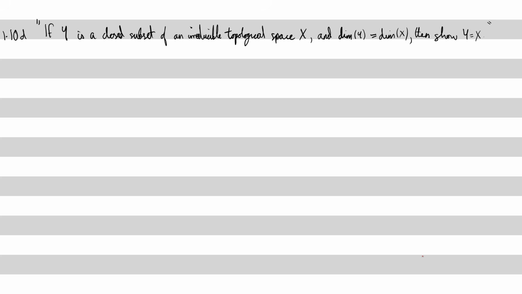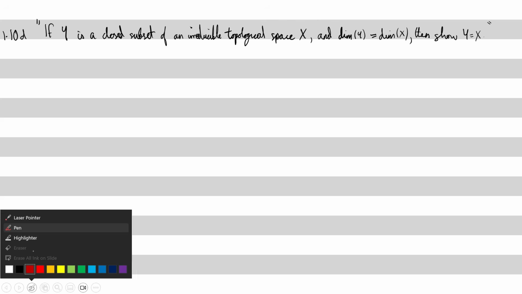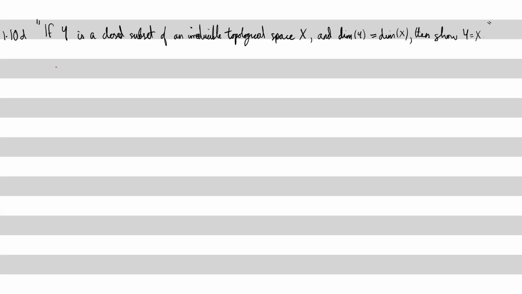1.10d. If Y is a closed subset of an irreducible topological space and the dimensions are equal, then show Y equals X. We will do this contrapositively. Therefore, let Y be a proper closed subset of X. What we want to show is that the dimension of Y is less than the dimension of X.